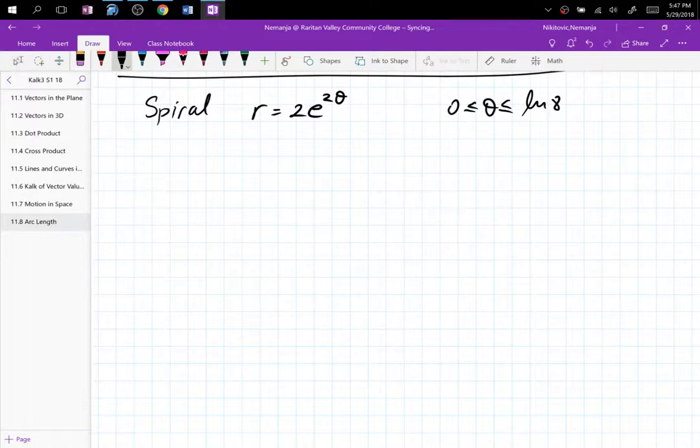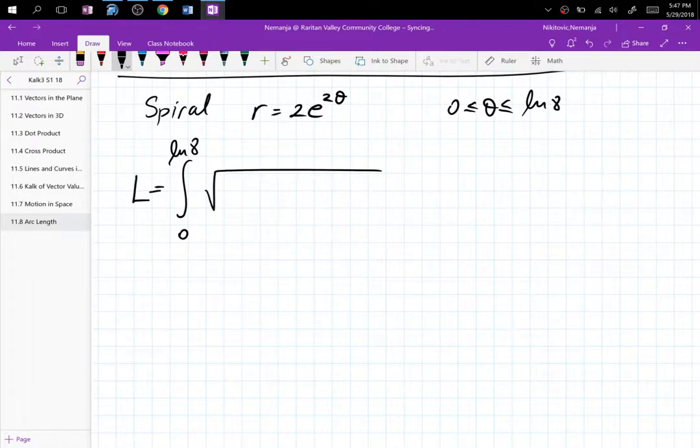All right, so L is integral from 0 to ln 8 square root of 2e to the 2 theta squared plus the derivative, the square of the derivative. The derivative is 4e to the 2 theta everything squared.